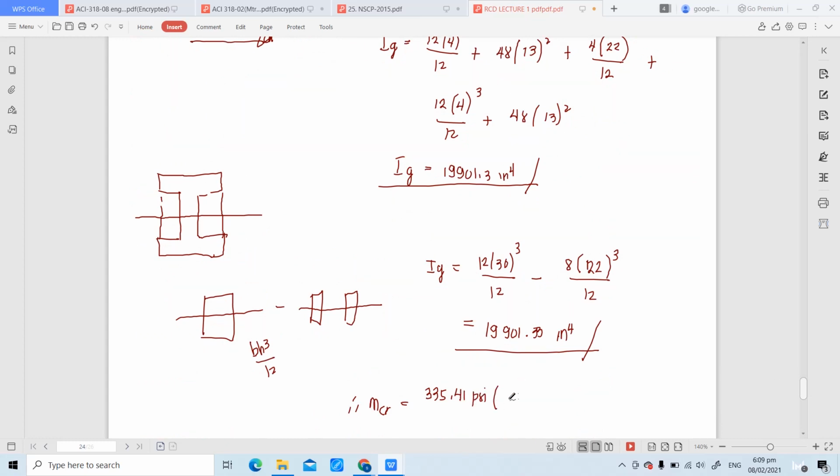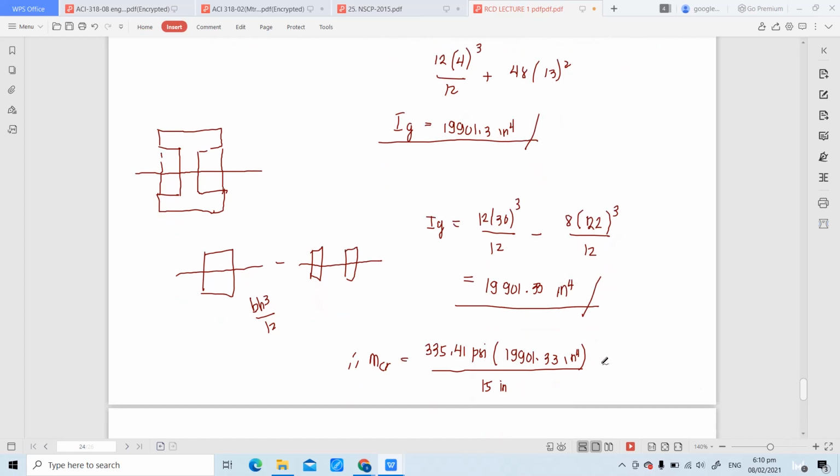And then, multiplied by I sub G, 19,901.33 inches raised to 4, and over y sub t, 15 inches. Kung i-analyze yung unit, inch-pounds, i-divide nyo ng 12,000 para maging feet-kips yung unit ng cracking moment. Ano po yung value natin? 37.08. Parehas lang po ba yung na-compute ng iba? Opo, sir.